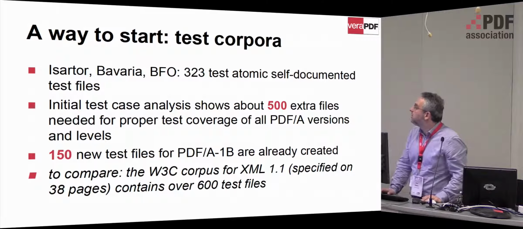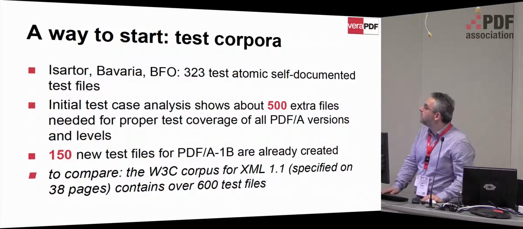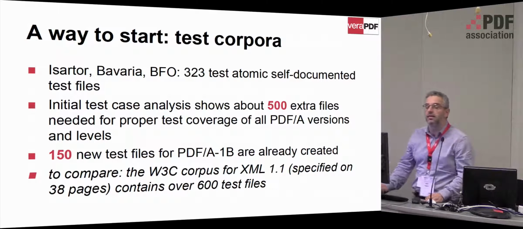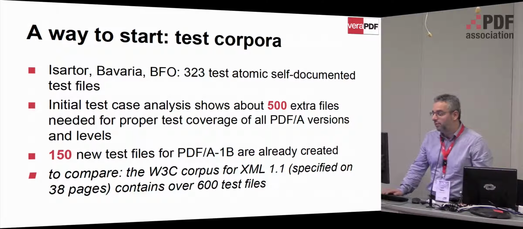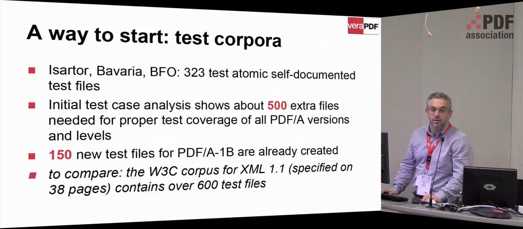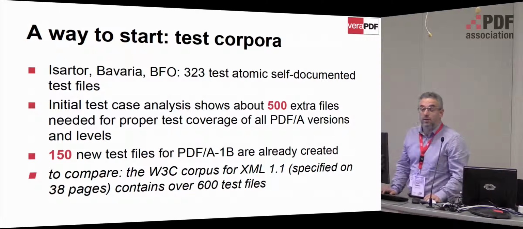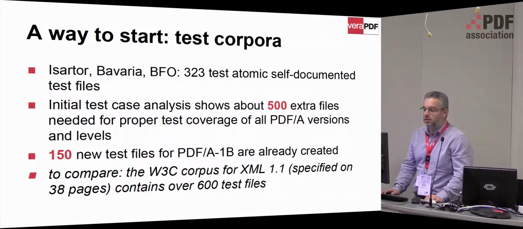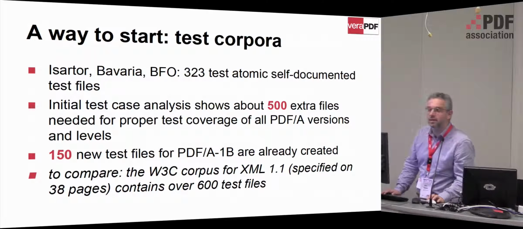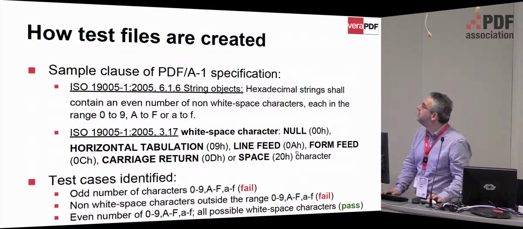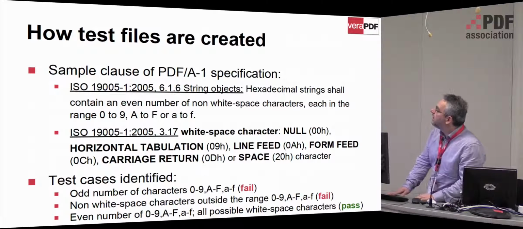And we are in the process of generating these files, and the first 150 new test files covering PDFA 1B are already created and placed on GitHub. Just to compare, for the XML specification, which is just 38 pages long, the W3 consortium maintains a test corpus of over 600 test files. So actually, I feel that these numbers are heavily underestimated, and we'll come up with bigger numbers of test files in the end. So how does it work?